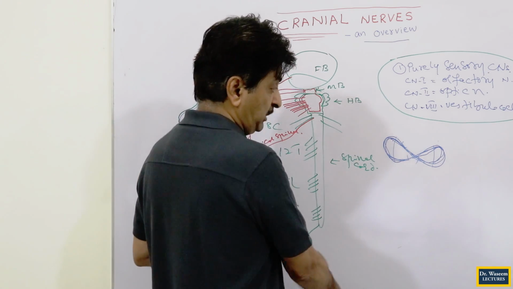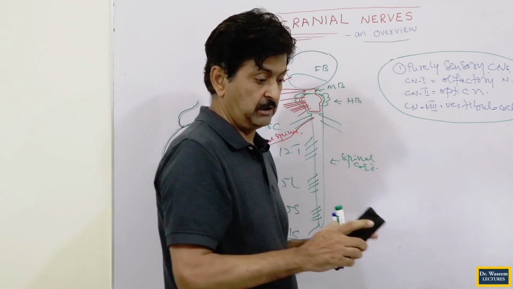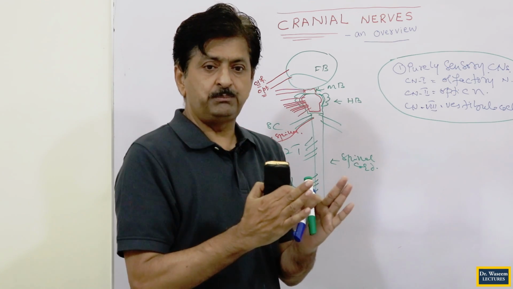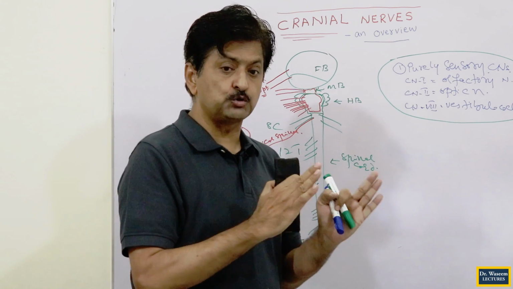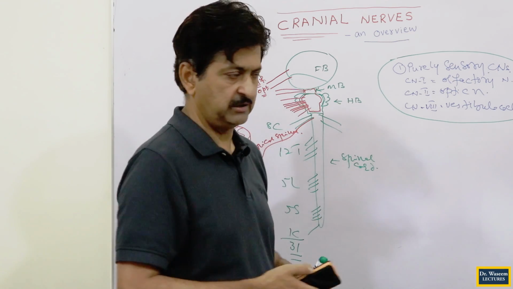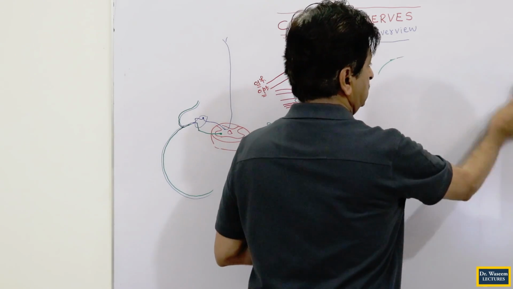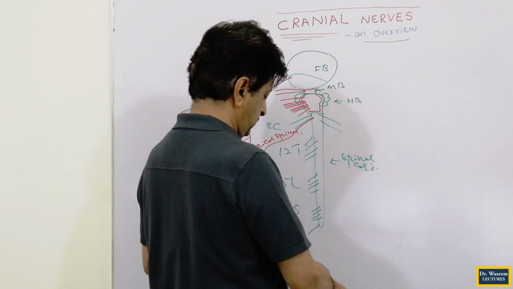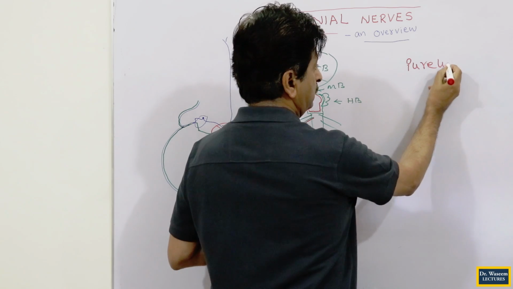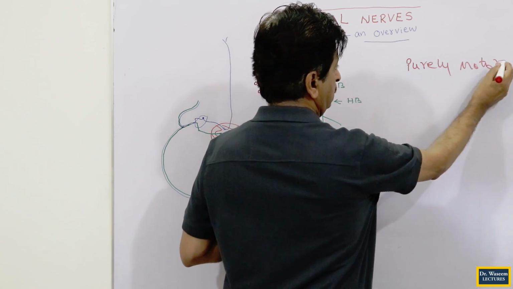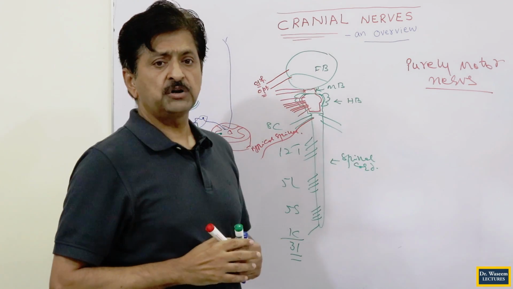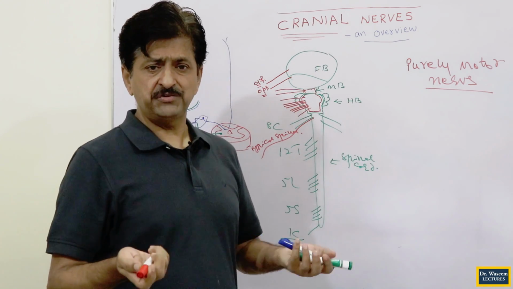See which nerves can be purely motor. When we know why the nerves are designed to be purely motor, their numbers will be on our fingertips. Purely motor nerves. Motor for what? Motor for the motor activity.